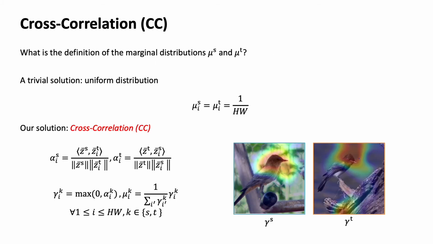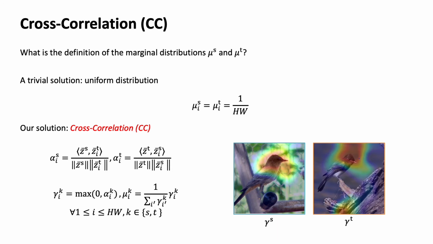The definition of the marginal distributions is also important. One trivial solution is to initialize them with uniform distributions, which indicates the similarity of each location has the identical weight to the overall similarity. However, this implies all the features are of equal importance, which is not desired. Instead, we propose to calculate the cross-correlation between the two images.